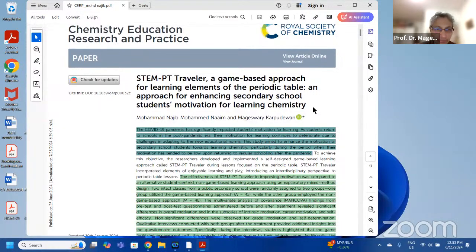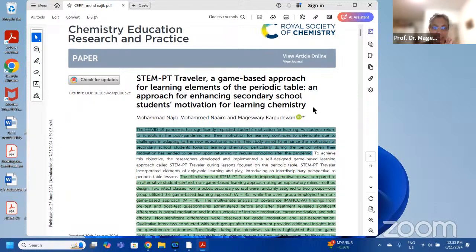Now, why the name STEM PT Traveler? Because so many people have used games, and there are so many games available, but we want to make our game different from what is already there. So we add the element of STEM inside. That's the only difference. PT Traveler is just a catchy name the student came up with. Nama tu menarik lah, PT Traveler. But STEM is something we added on. Later you will see. So the name of the game is STEM PT Traveler. It is a board game, and it is used to teach the lesson on the periodic table and improve motivation.